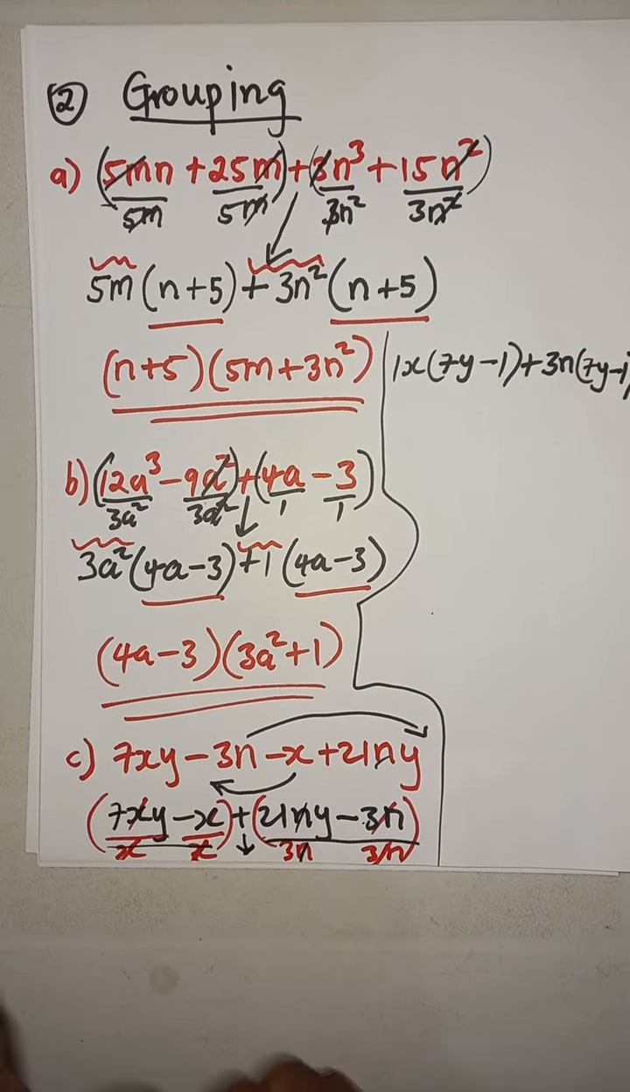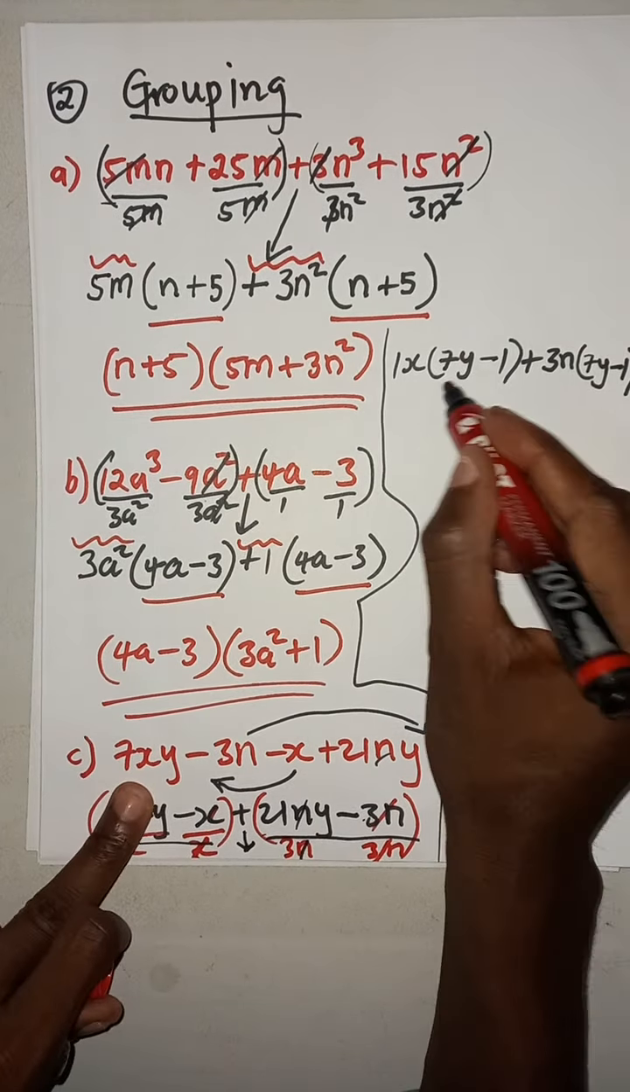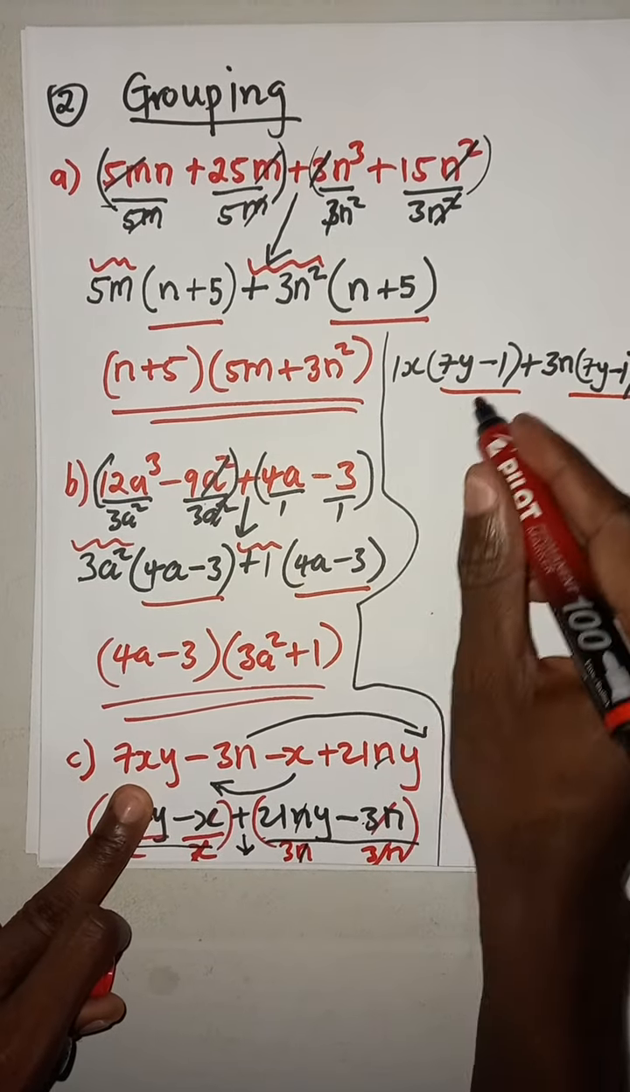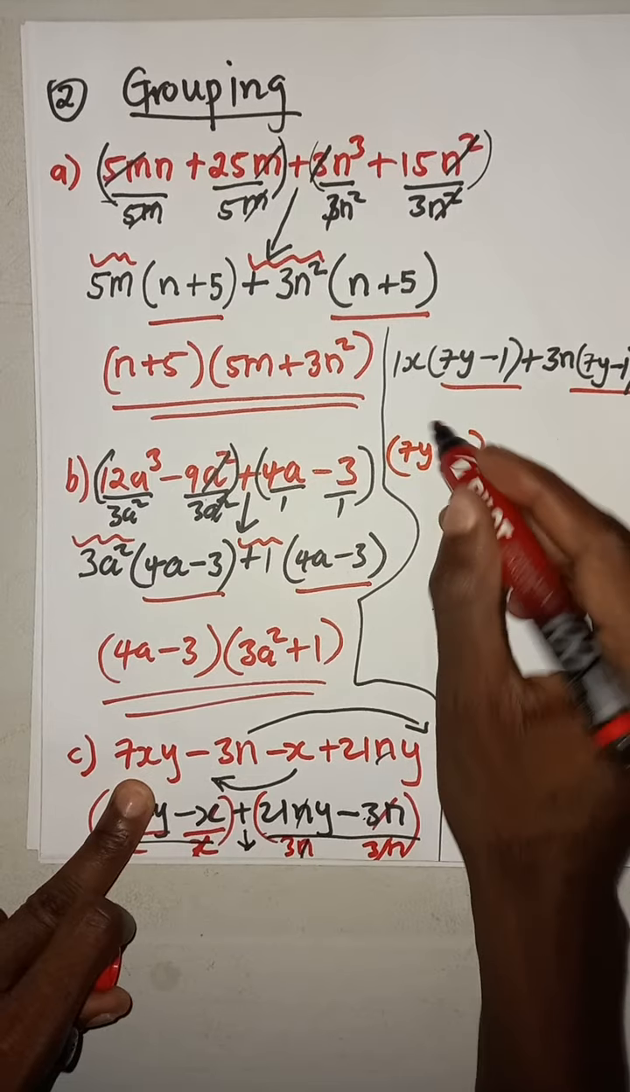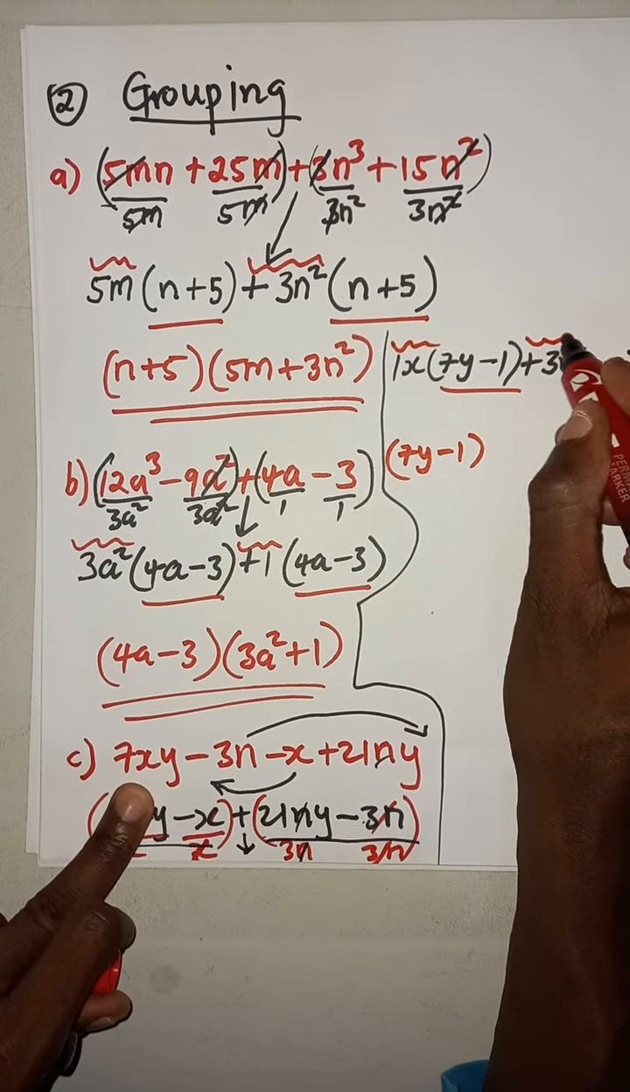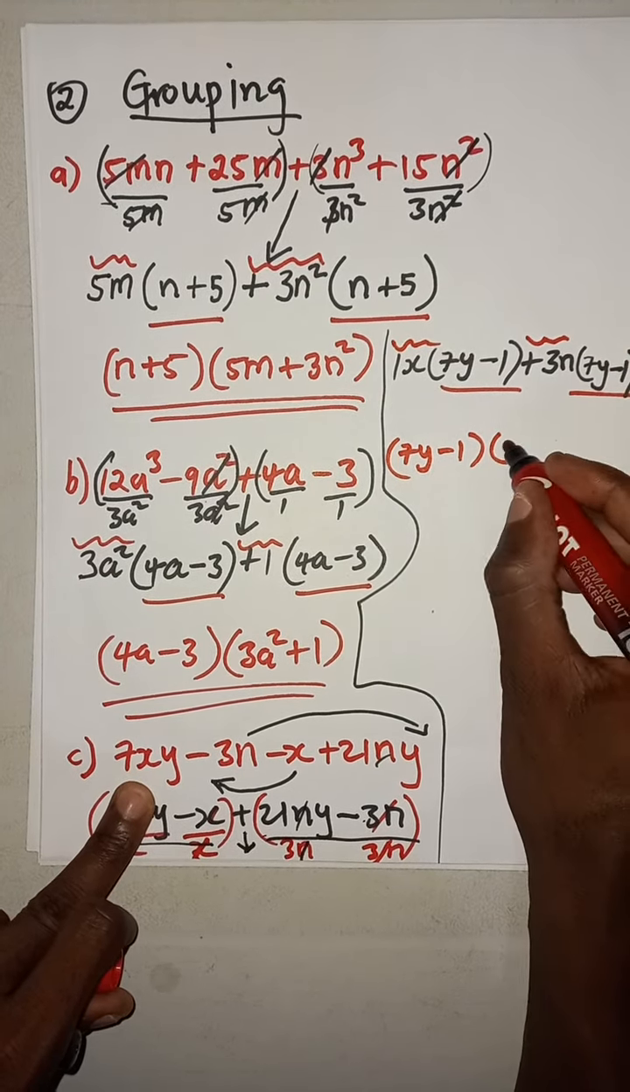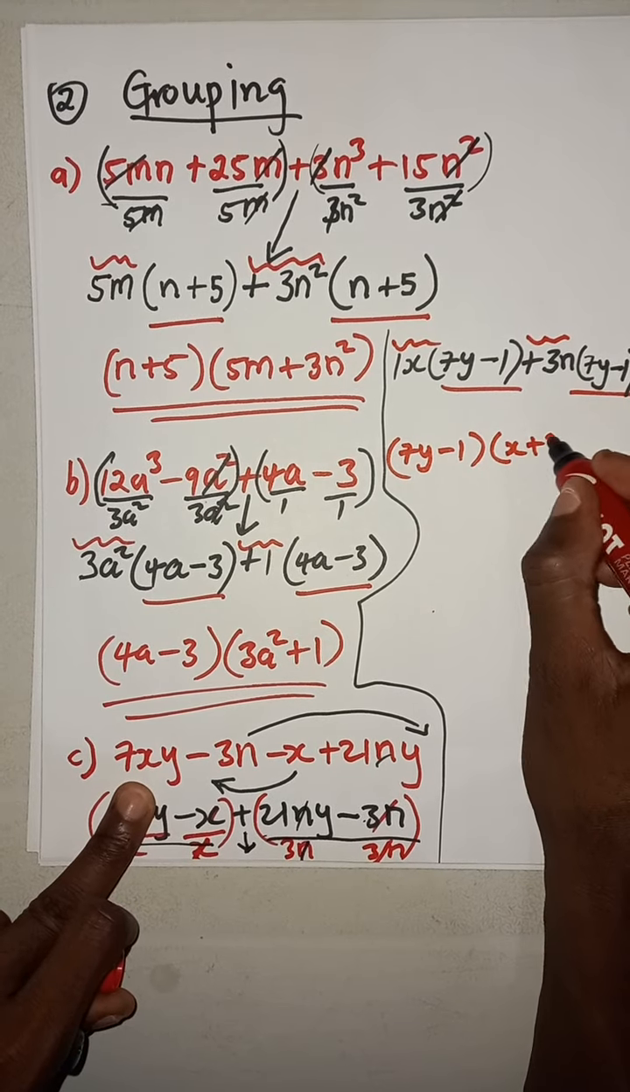Now if you check, what is inside the bracket is identical. So therefore I pick 1, and the other bracket will be x plus 3n.